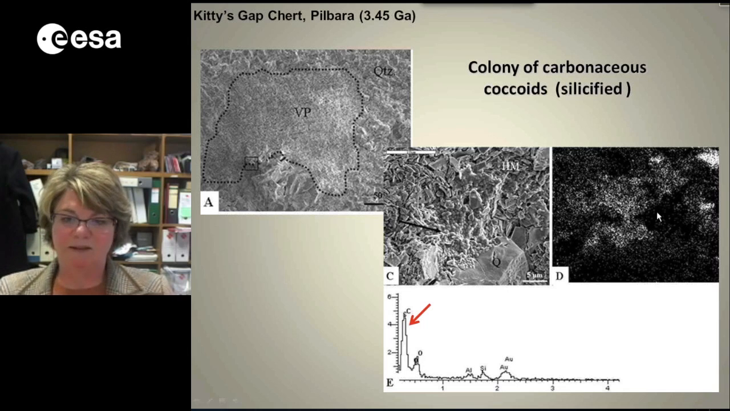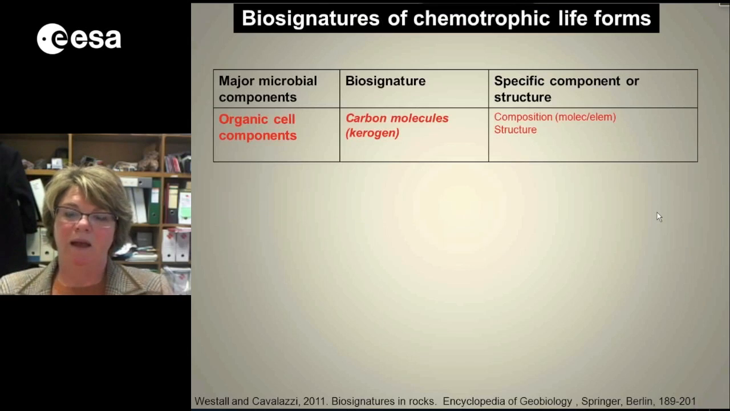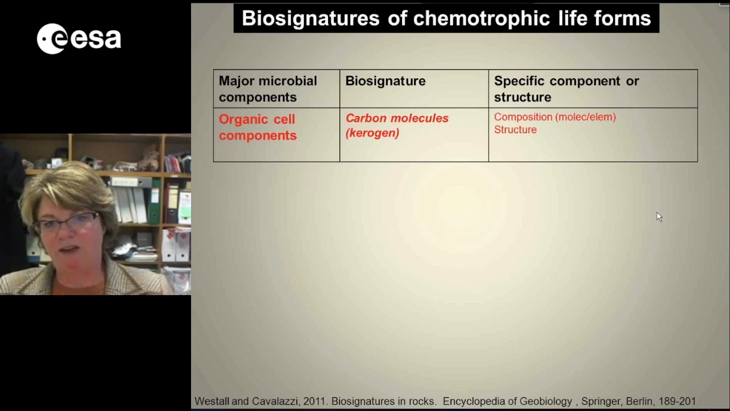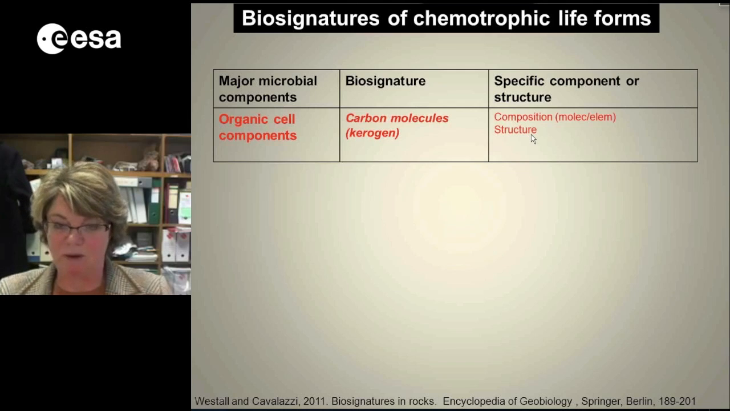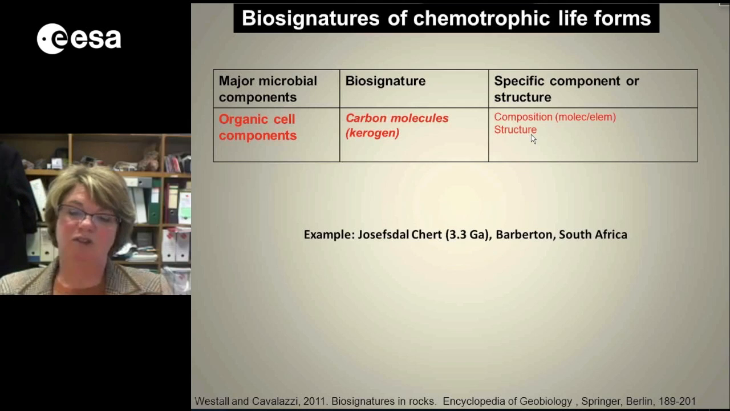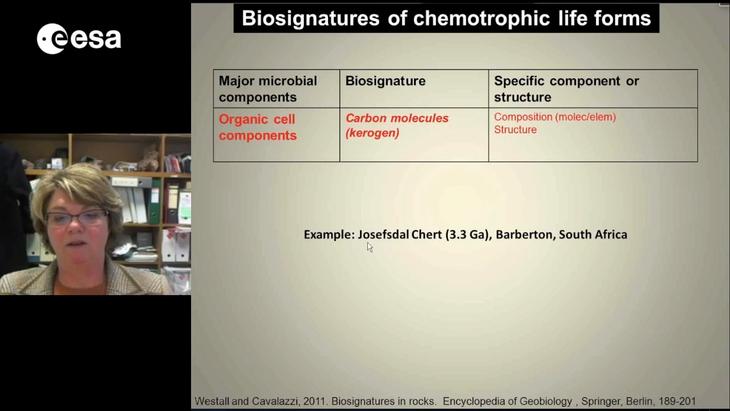But this just tells us that there is carbon there. It is possible to get more information from the carbon, even though the carbon is extremely degraded. We can get molecular and elemental information about the composition, and we can also get some information about the structure of the carbon molecules. But to illustrate this, I need to show you another example. The other example comes from the Biosignatures chert in Barberton, South Africa. This is a 3.3 billion year old chert.